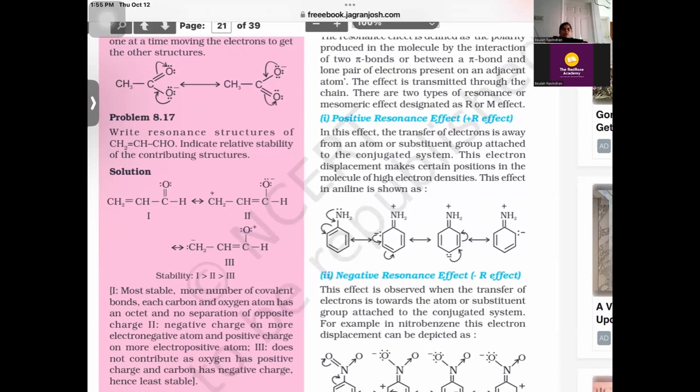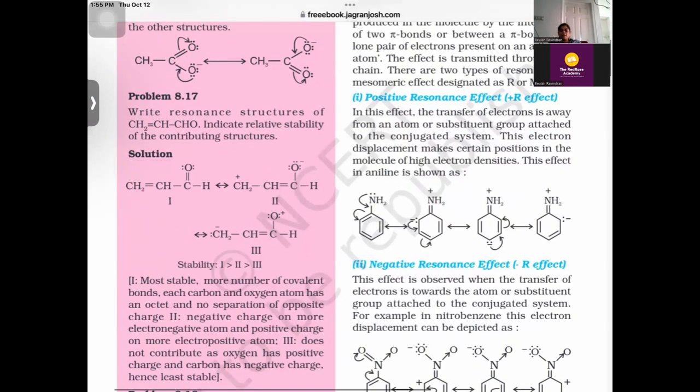So that is how the polarity will occur. Either the electron is moving away from the atom or substituent groups, or it is moving towards the atom or substituent groups. By means of this transfer of electrons away or towards, it creates some polarity. So this makes sense in positive resonance effect and negative resonance effect. For positive resonance effect, if the electrons are moved away from the atom or substituent groups, then that particular atom or substituent group becomes positive.